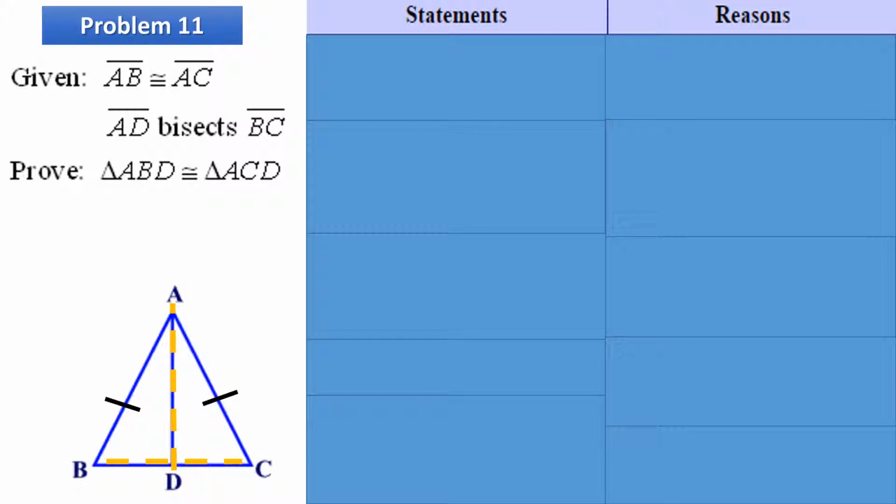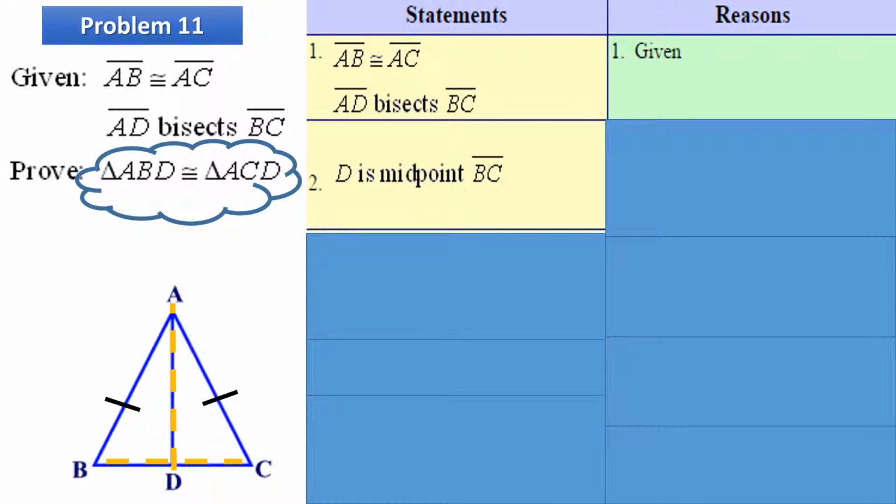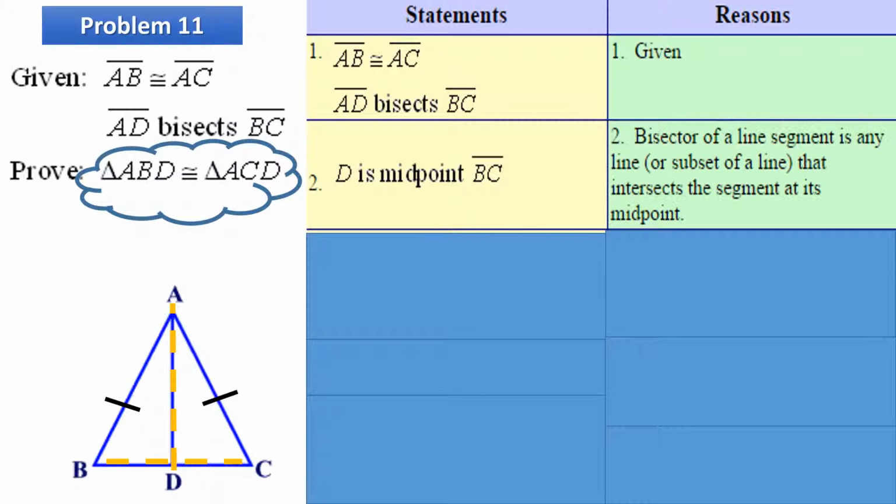Alright, what's the first thing you always do with a proof? Write down what you know, guys, okay? So we just write it down, and why do we say we know this? The reason is given. Now, looking at what we were given, we can say that D is a midpoint of BC. Why? Basically, definition of a bisector. A bisector of a line segment is any line or segment that intersects a segment at its midpoint.